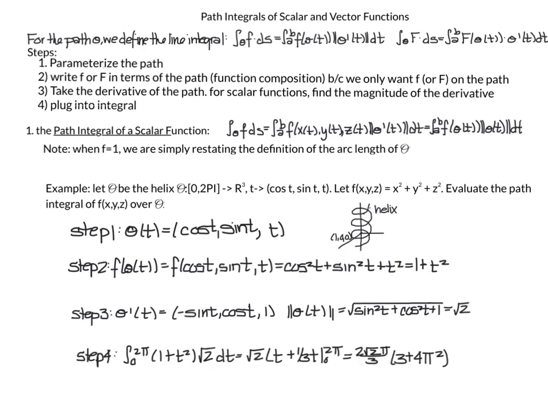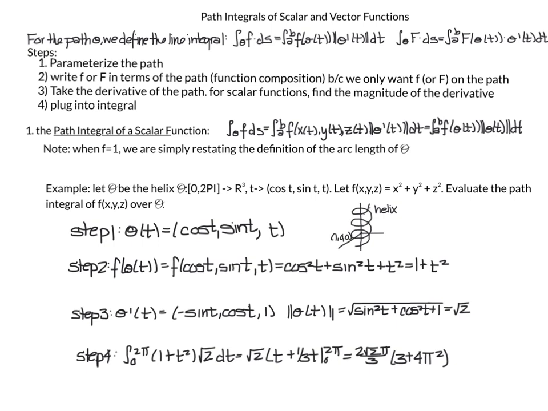And finally, we can plug in all of our components into our integral. So where is our formula for our integral? It's over here. So a to b, and that's given here, 0 to 2 pi, then f composed of sigma, which is 1 plus t squared, and then the derivative of sigma, which is square root of 2. So square root of 2. So I do the integral, and this is my final answer.